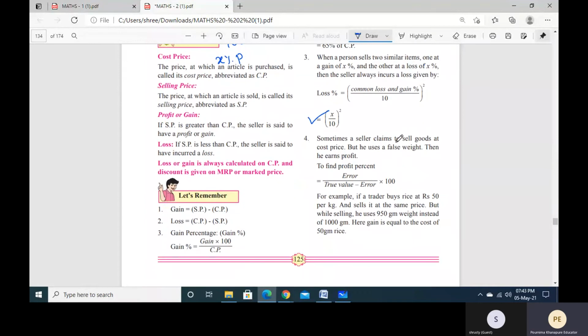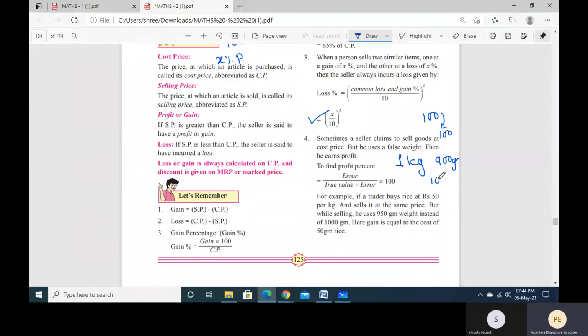Then sometimes a seller claims to sell goods at cost price, but he uses a false weight. That means if the apples are 100 rupees per kg, the seller is selling for only 100 rupees. The thing he is doing is, he is not giving 1 kg whole, he is giving only 900 grams. That means he is in a profit. Then how to find the profit percent? The profit percent is given by the error. Error means what? Actually it is 1 kg, but he is giving 900 grams.